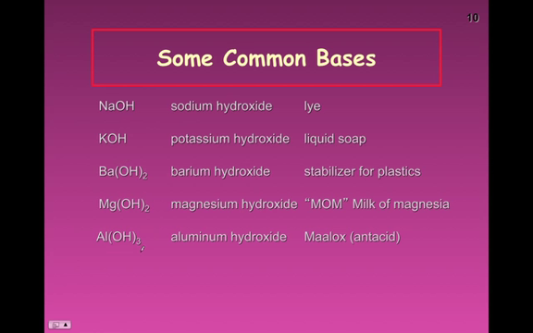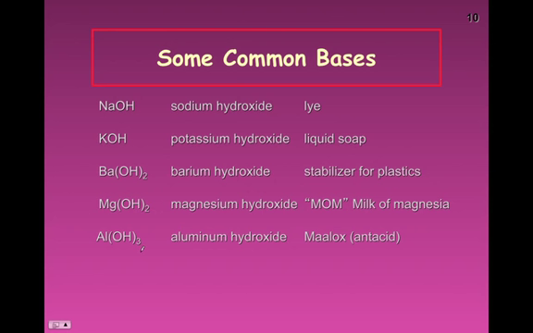Okay, real quick, we're going to talk just about some common bases. You can list these out on your paper. We have NaOH, which is sodium hydroxide. That is lye, which is a base that can be used for all kinds of things, especially soap making. And if you're a gardener and you have very acidic soil, you might add a bit of lye to your garden. Potassium hydroxide is in liquid soap.